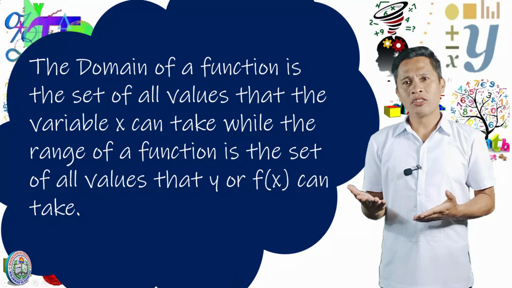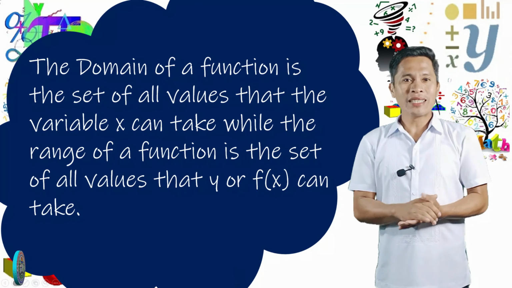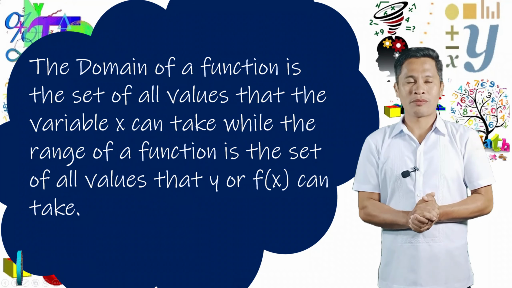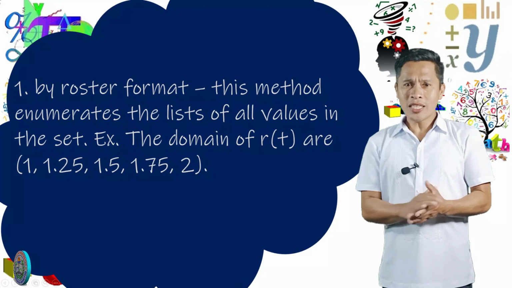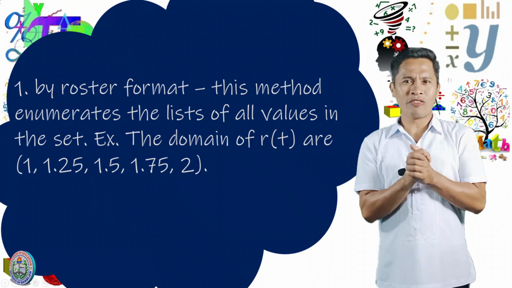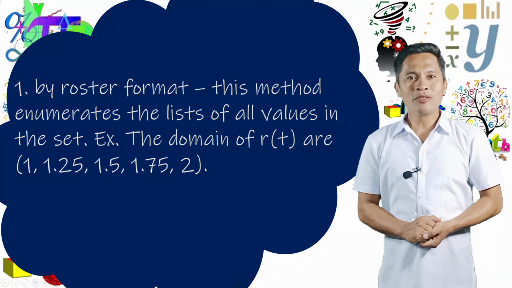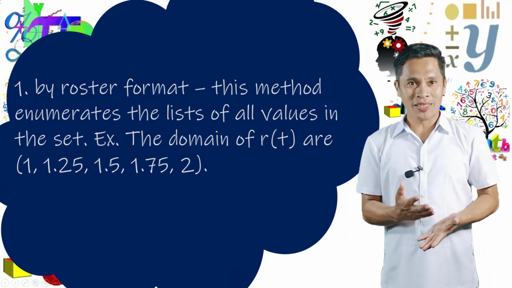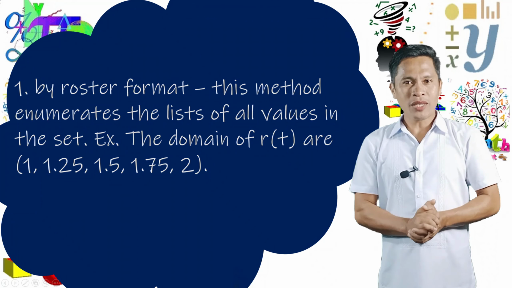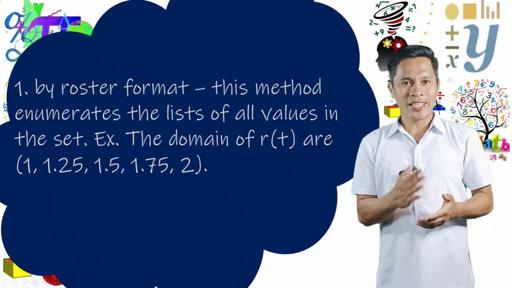If you can recall, we can write the domain and range using different forms. Number 1, by roster format. This method enumerates the list of all values in the set. Example, the domain of r sub t are 1, 1 and 25 hundredths, 1 and 5 tenths, 1 and 75 hundredths, and 2.